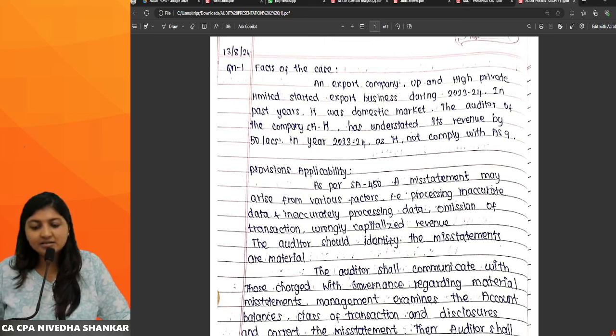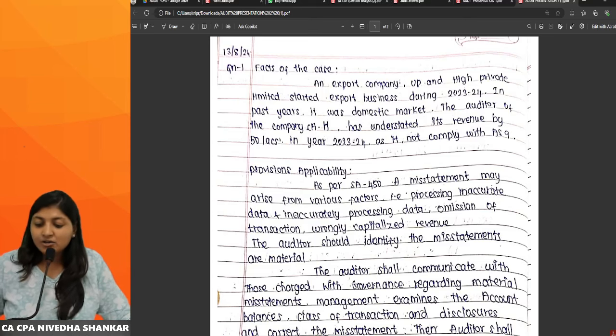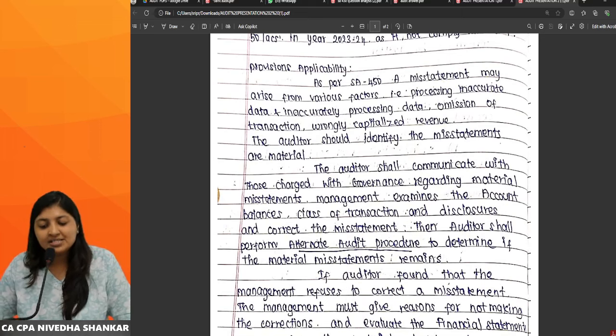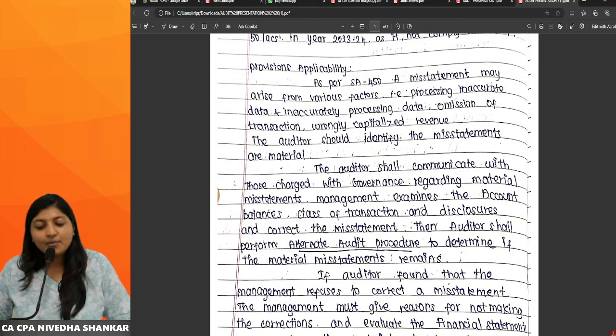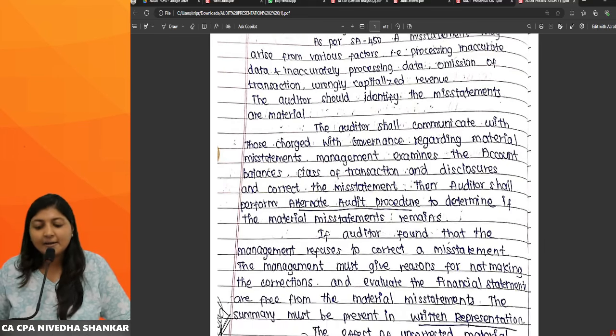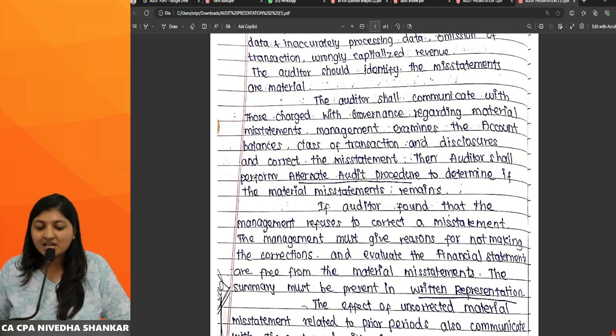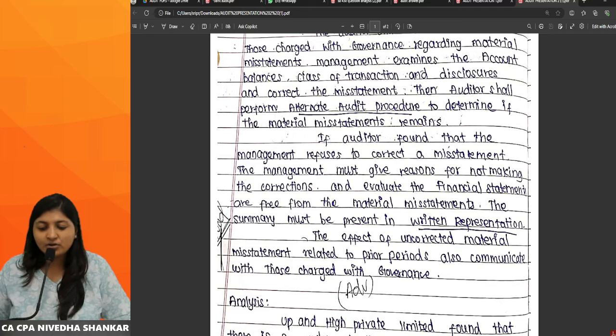Now see this answer. Facts of the case: the auditor of the company has understood his revenue is not compliant with AS 9. Provisions applicability: as per SA 450, a misstatement may arise from various factors. What are the various factors? Processing inaccurate data, omission of transactions, wrongly capitalization of revenue. Auditor should identify that the misstatements are first material, correct. Auditor shall communicate with those charged with governance regarding material misstatement, or this whole paragraph, alternate audit procedures, is unnecessary. This is the good paragraph.